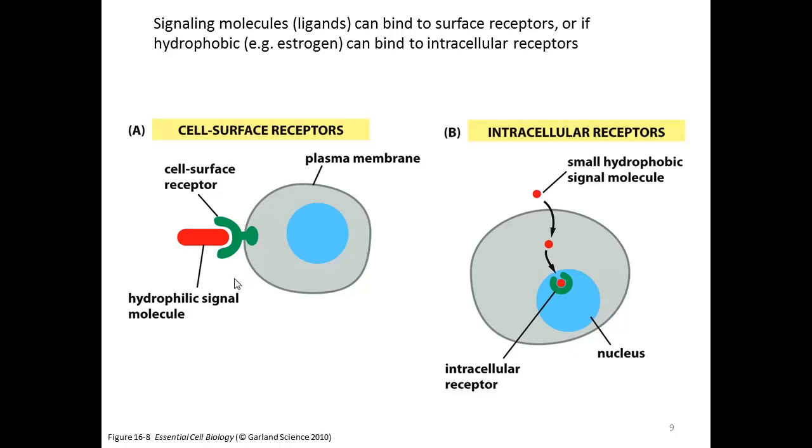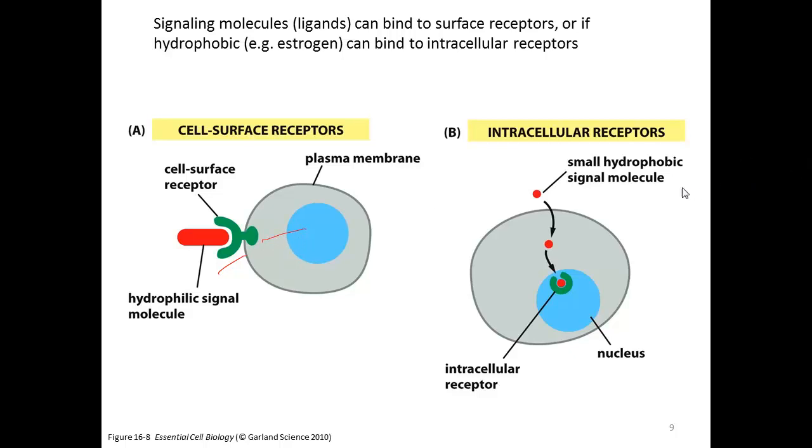Most signaling receptors sit on the surface of the cell, and large hydrophilic signaling molecules will bind to them. Remember, large polar molecules or charged molecules are not able to cross the plasma membrane without being transported, but they can bind to a receptor and have a signal transmitted into the nucleus by the internal machinery.